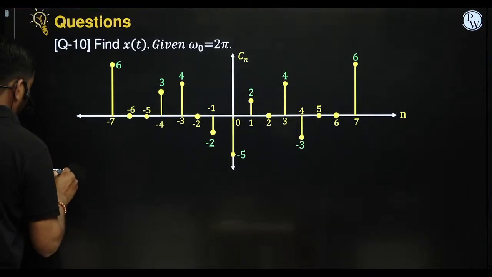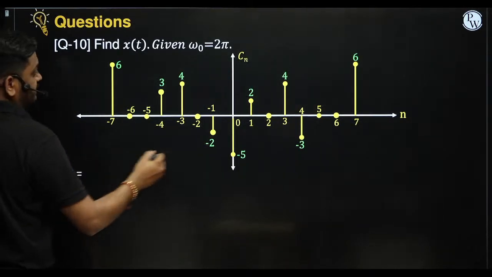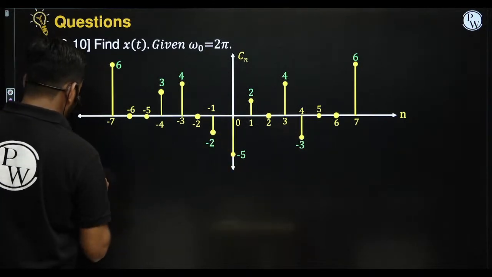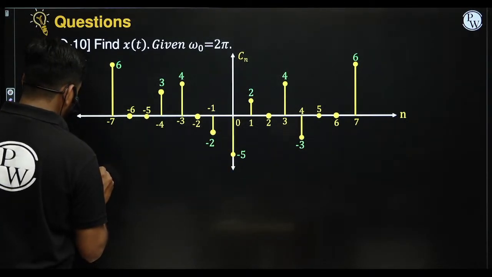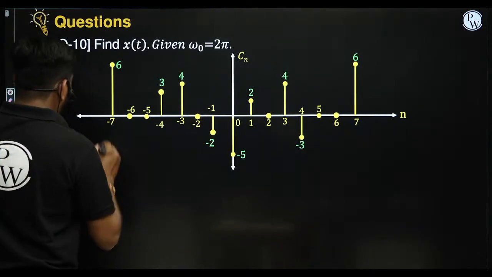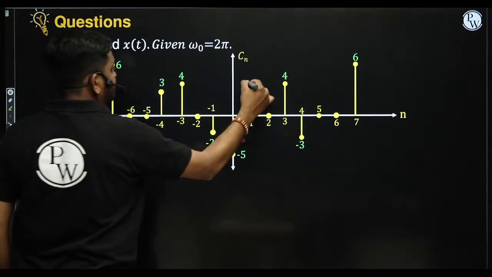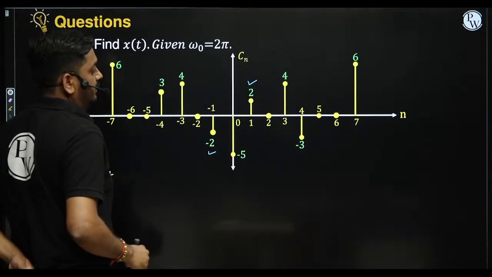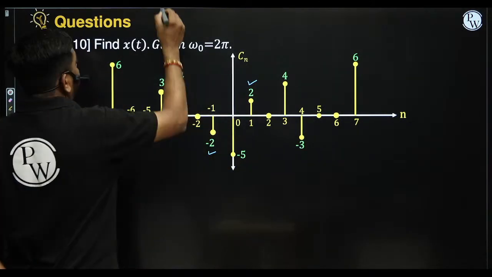See, x of t, guys. First the origin, so origin minus 5. That's why here it is minus 5. C0 is the DC value, correct? Now at n equal to 1, observe this sample and this sample, odd or even. This is 2 and this is minus 2, so it is odd.